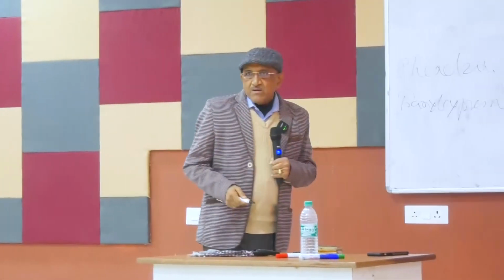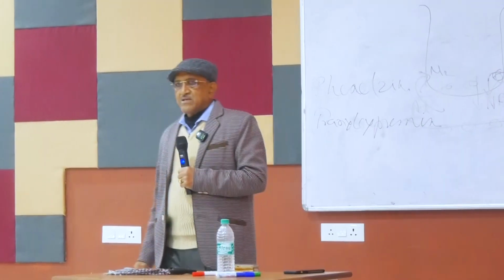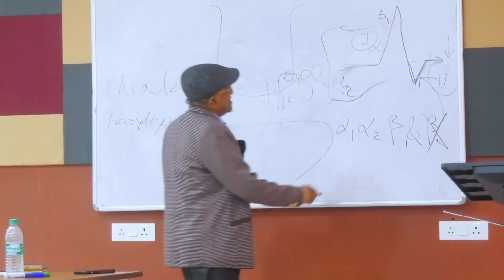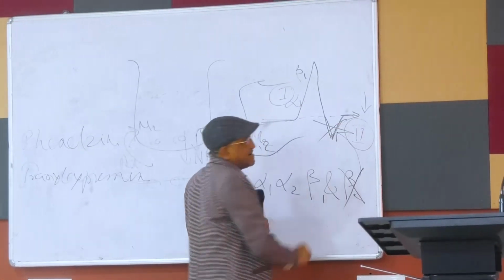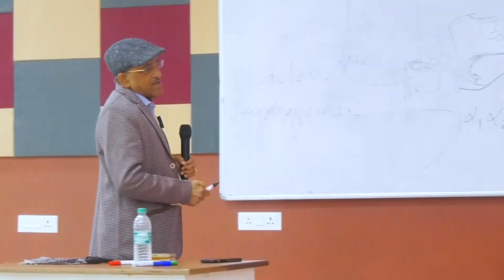Whereas in norepinephrine, what is the difference? There will be no beta 2 effect. So this effect will not be there. So there will be a monophasic rise of blood pressure with norepinephrine. Explanation: there is no beta 2 action of norepinephrine.